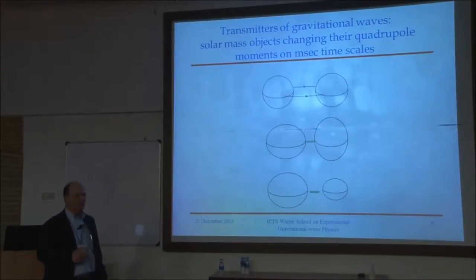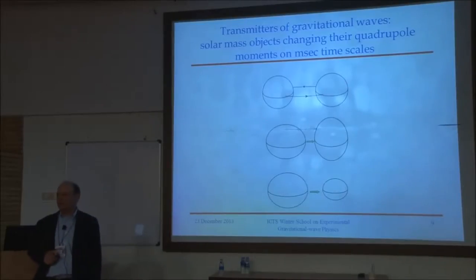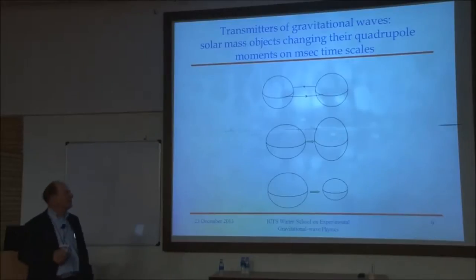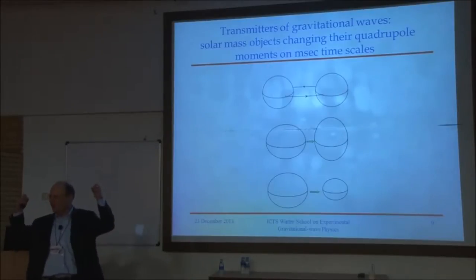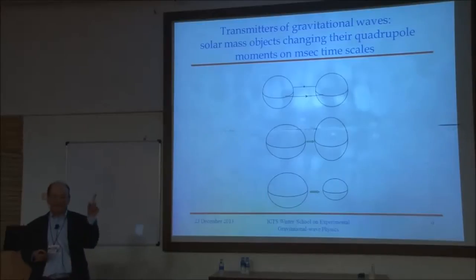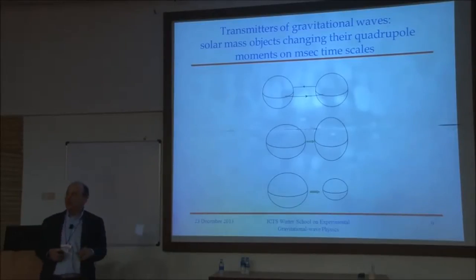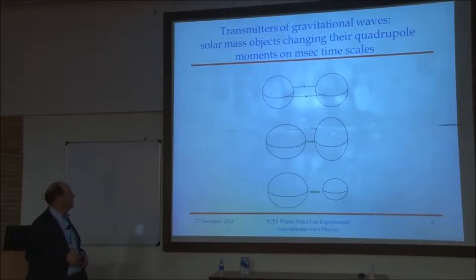And because I'm a poor experimentalist and I like to see pictures, I've drawn some pictures of some examples of systems with time-varying quadrupoles. A pair of point masses or spherical masses that orbit around each other. This is maybe the most important case. I'll say a bit more about it later. It has an easy-to-calculate time-varying quadrupole moment.